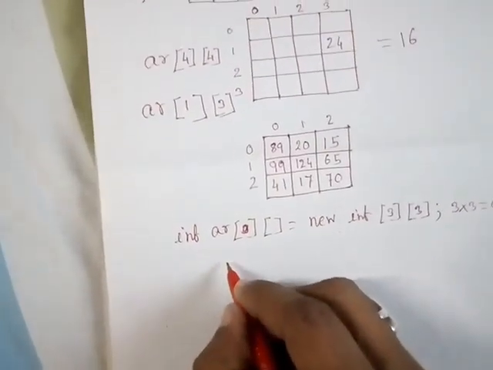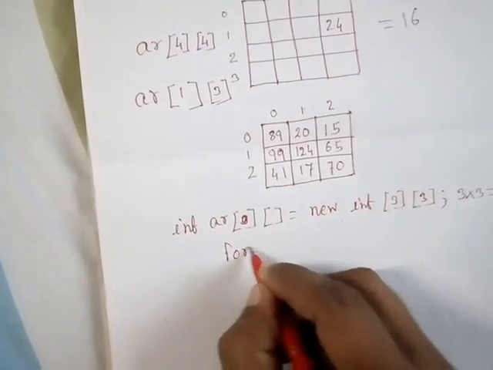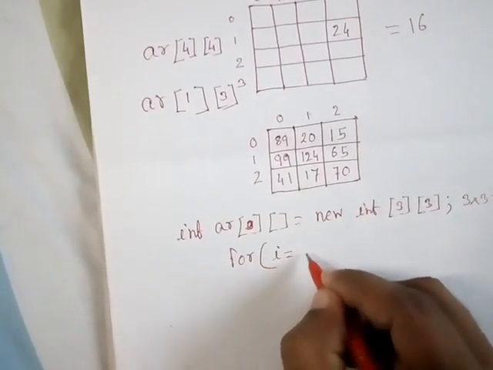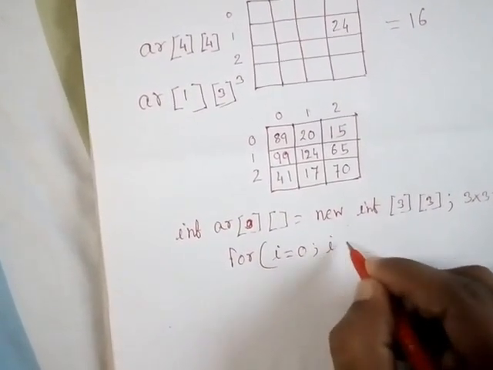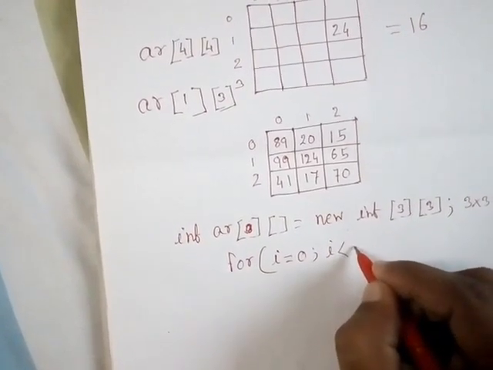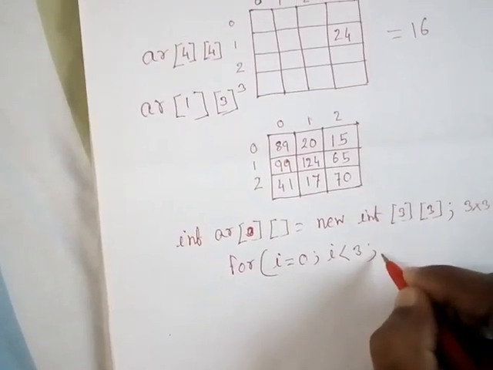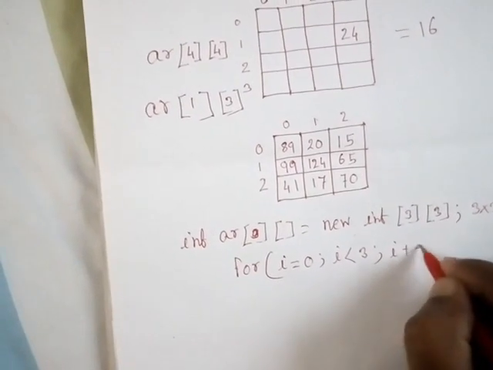For example, for i equals 0, i less than 3, i plus plus.